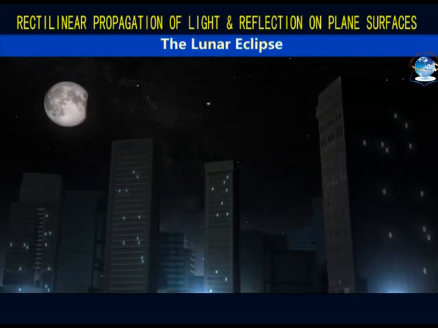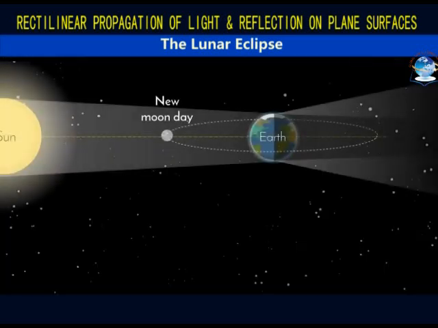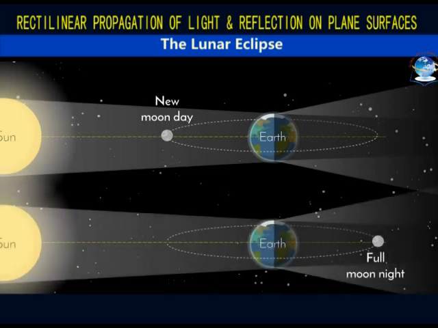So the solar eclipse occurs only during new moon and the lunar eclipse occurs only during full moon. Both new and full moons occur every month when the moon orbits around the Earth.